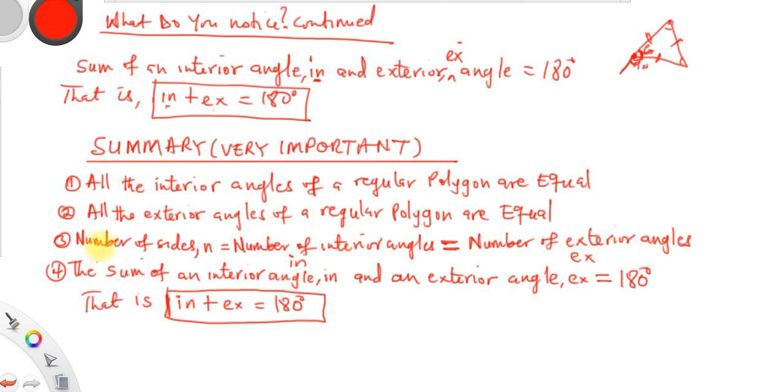And then summary number 4, the sum of an interior angle IN and an exterior angle ES is equal to 180 degrees.